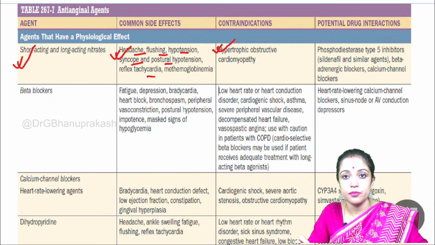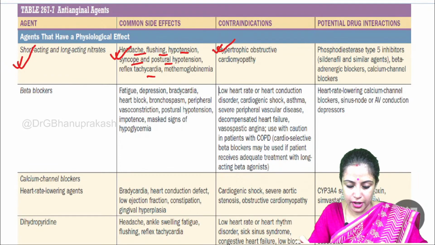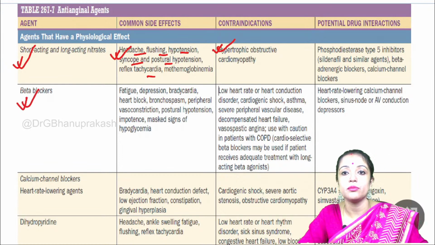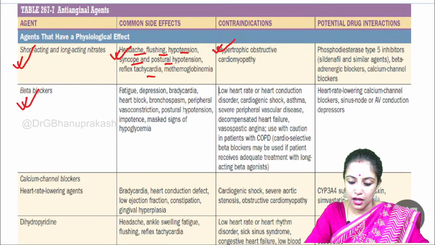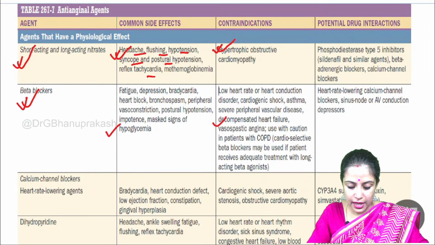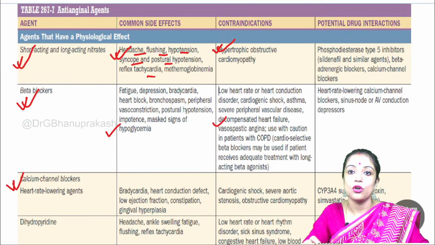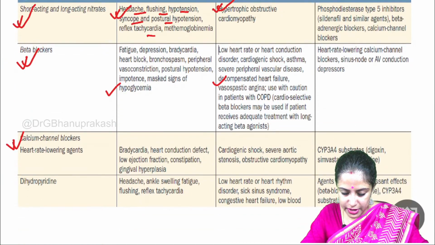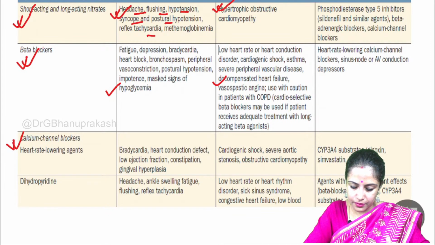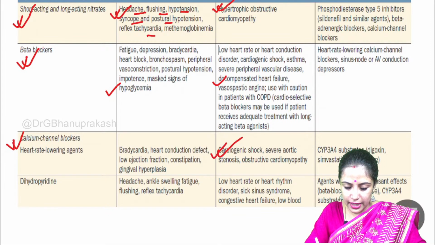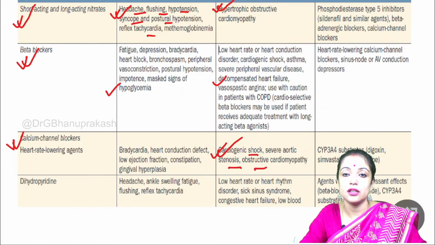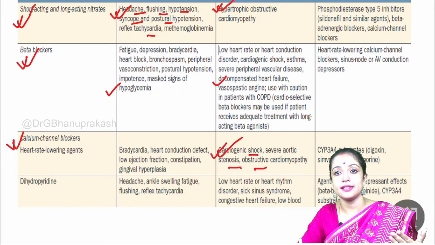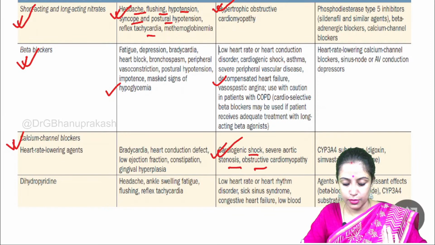Contraindication: hypertrophic cardiomyopathy. We do not give nitrate in a patient of hypertrophic cardiomyopathy. Beta blocker, I have already talked about the common side effects and the contraindication profile. Calcium channel blocker also, I have talked about the common side effects, like peripheral pedal edema. Contraindications to calcium channel blocker are cardiogenic shock, severe aortic stenosis, and obstructive cardiomyopathy.